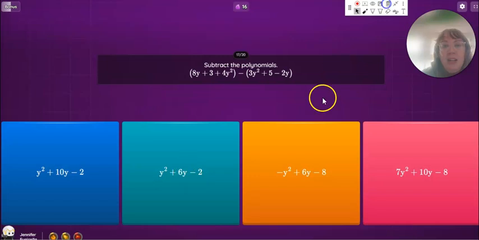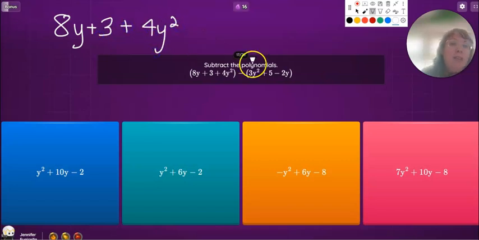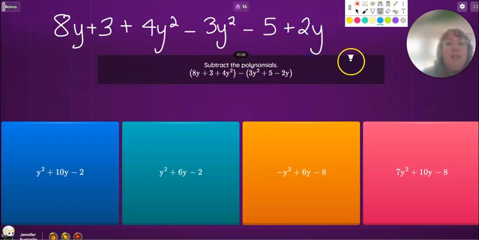4 more questions here. Y'all are rocking it. We have 8y plus 3 plus 4y squared. And then we're going to subtract a 3y squared, subtract a 5, and subtract a negative 2y, which is going to make it a plus 2y.